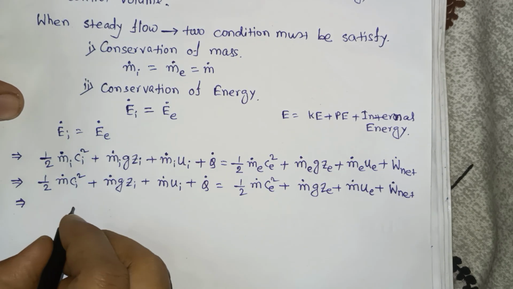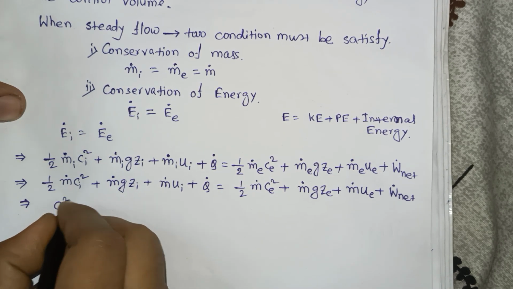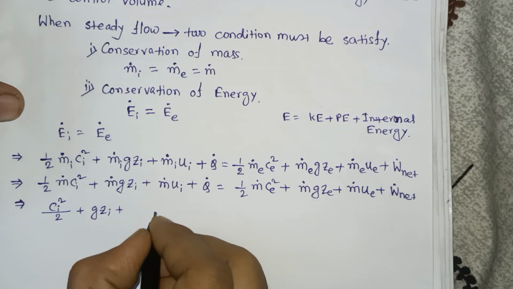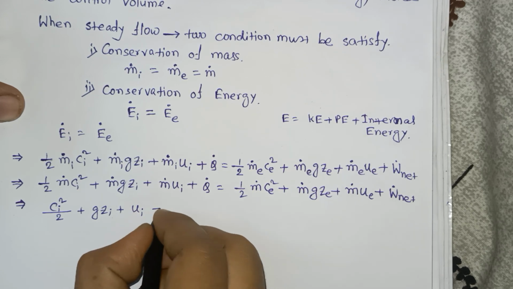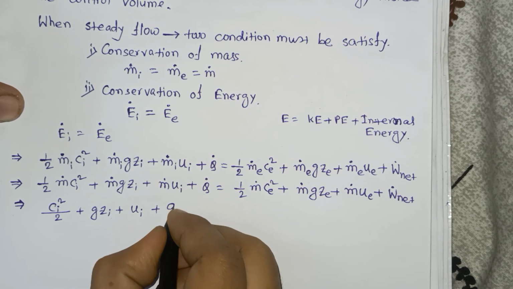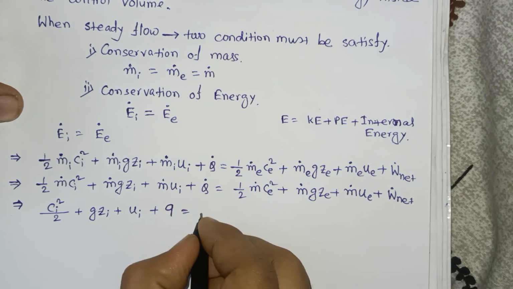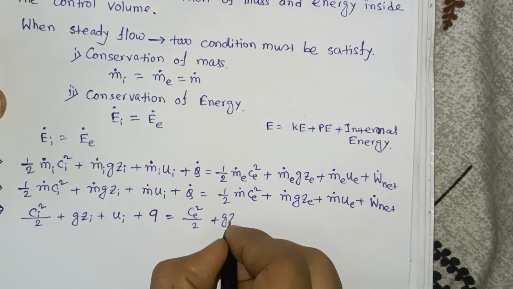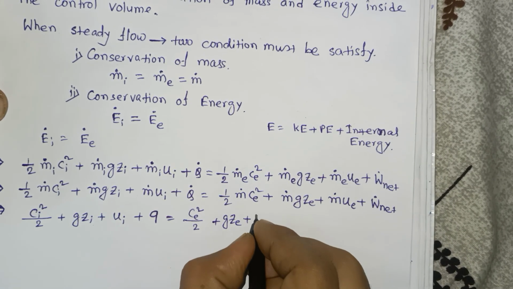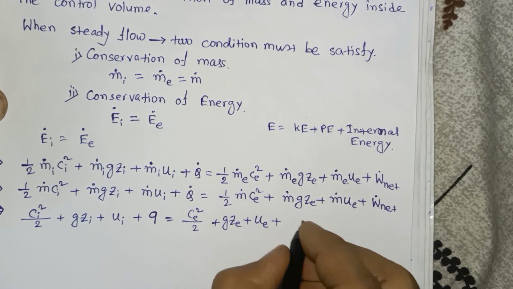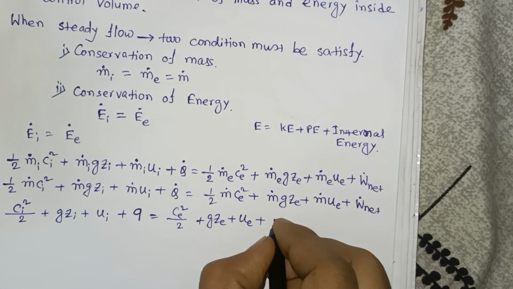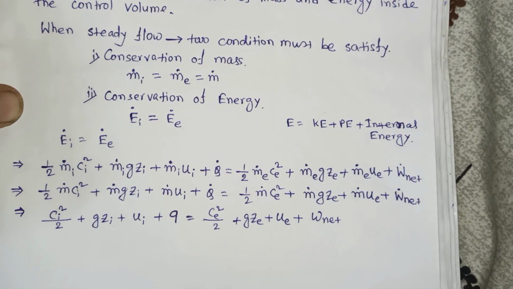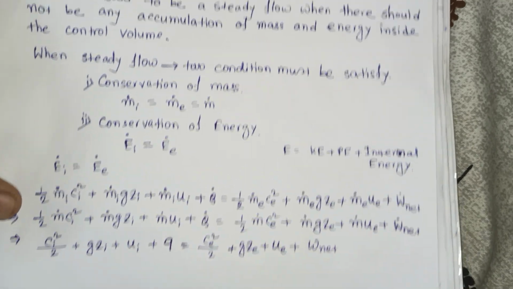Now if you divide by mass flow rate on both sides, then this equation will be Ci square by 2 plus g Zi plus Ui plus this Q dot will become small q, that is equal to Ce square by 2 plus g Ze plus Ue plus W net. Now what will be the W net?